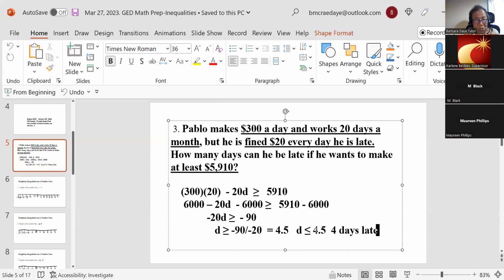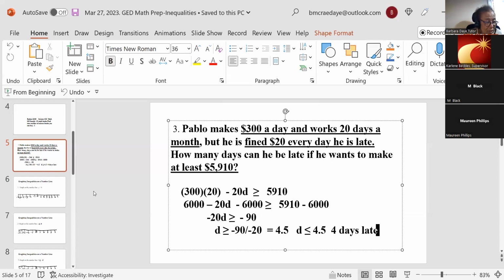Any questions on number 3? This is smart. Maureen, you got started with the 300 times 20 because that's how much he makes for the 20 days. It's just that if he's late, we get deductions, right? And the deductions are $20 for every day he's late.